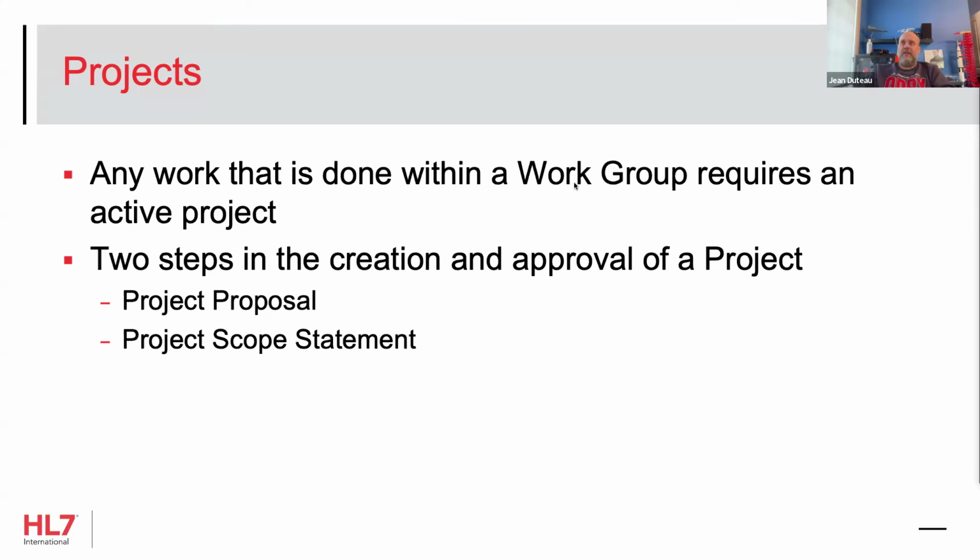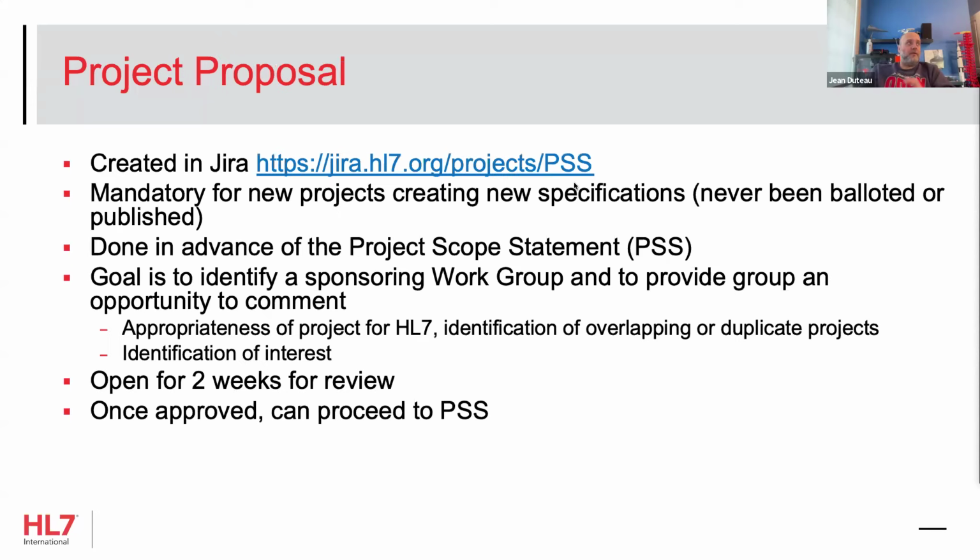right? If you're balloting anything, if you're developing a document or any kind of specification, there needs to be a project related to that. So there are 2 steps in that process. One is a project proposal and then a project scope statement. The project proposal is created in Jira, and you can go to this link. It's mandatory for new projects that are creating new specifications that have never been balloted or published.